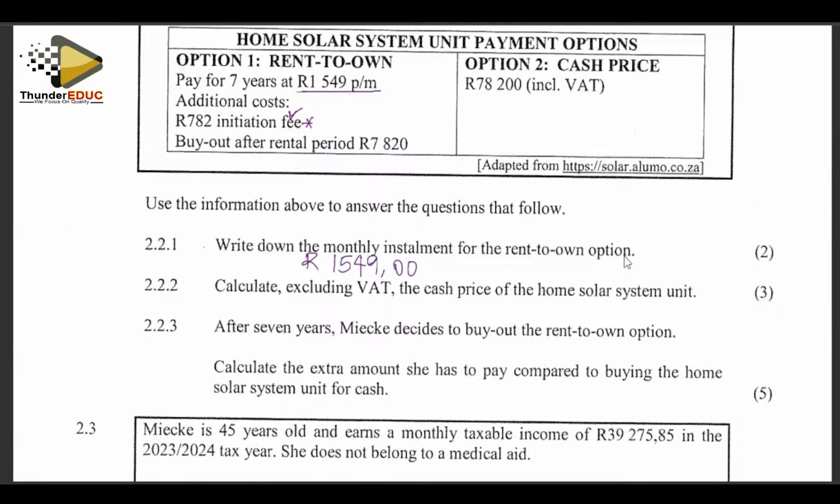Calculate, excluding VAT, the cash price. Now we are going to the cash price, excluding VAT, of the home solar system unit. This is the cash price, but this already includes VAT. We need to remove VAT. When we are removing VAT, we always divide. Exclude, you divide. Include, you multiply. Then you divide by 1,15.